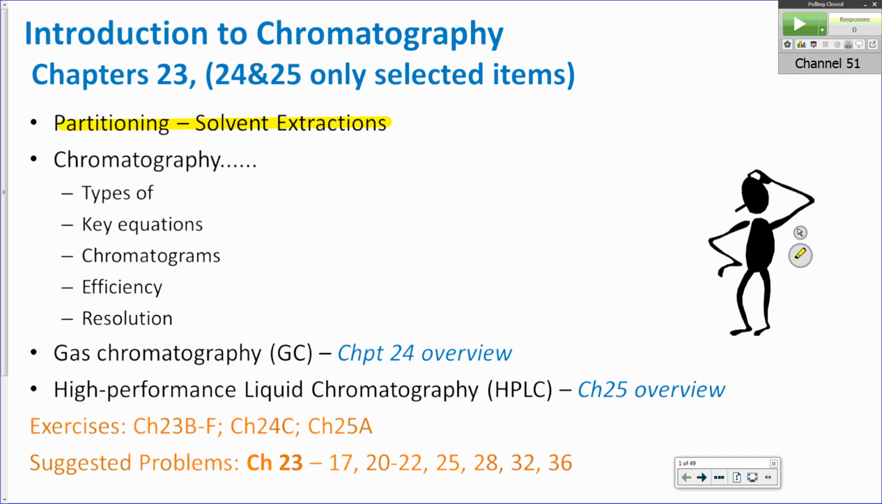So, partitioning, solvent extractions using a separatory funnel. Something that almost everybody in chemistry does. We're going to talk about the math of that a little bit. And then just breaking down chromatography a little bit, just to give you an introduction to it, the types of chromatograms, some of the key equations that we use, efficiency and resolution. So those are ways that we can adjust to try to get a better separation.